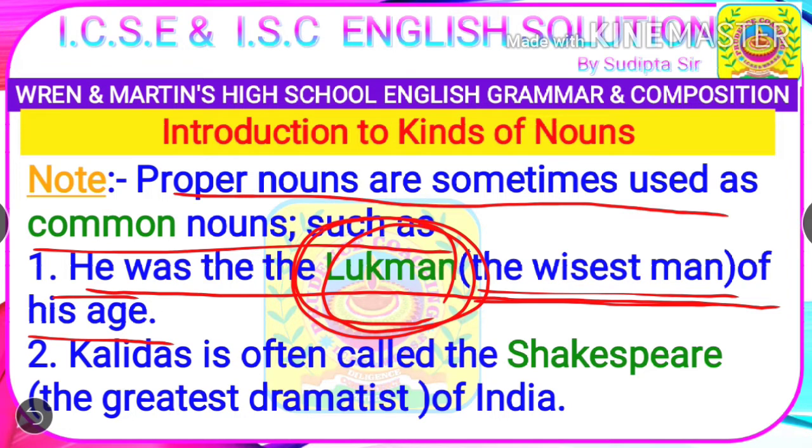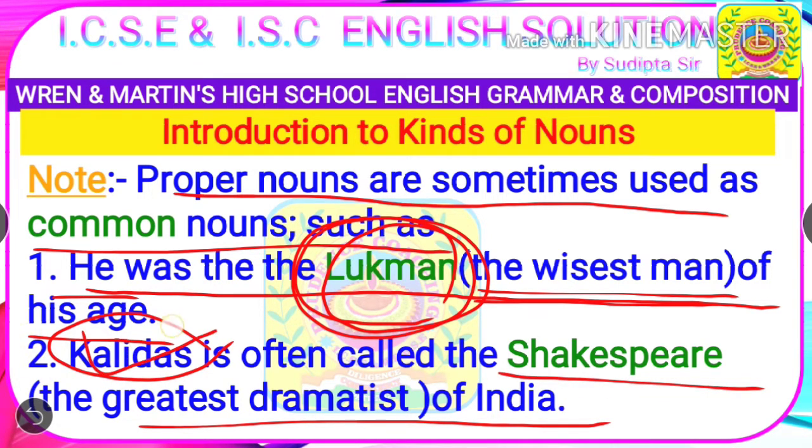In the next sentence, Kalidas is often called the Shakespeare of India. So here Kalidas is compared with Shakespeare. That means Kalidas here is the proper noun and it is compared with Shakespeare. Shakespeare here is used as the greatest dramatist. So that's why Shakespeare in this sentence is a common noun.